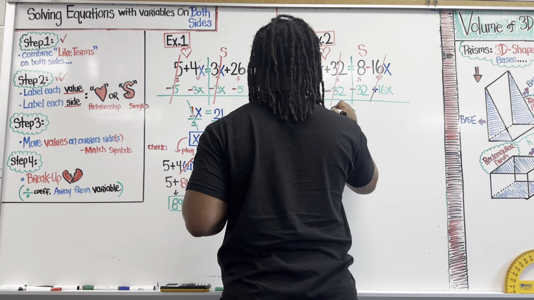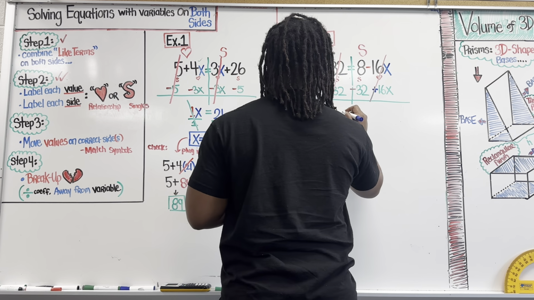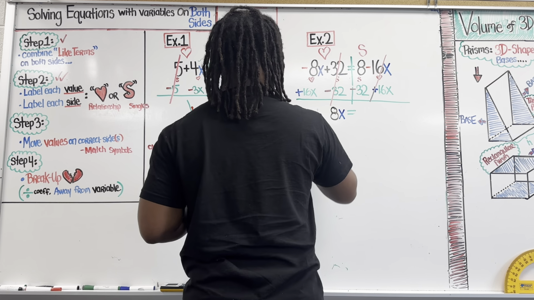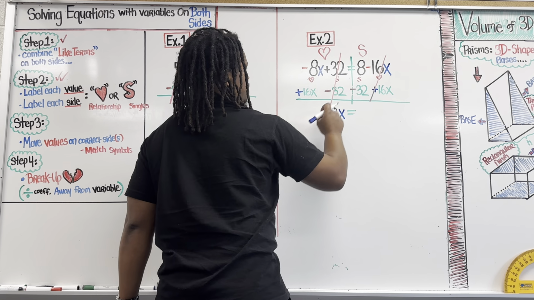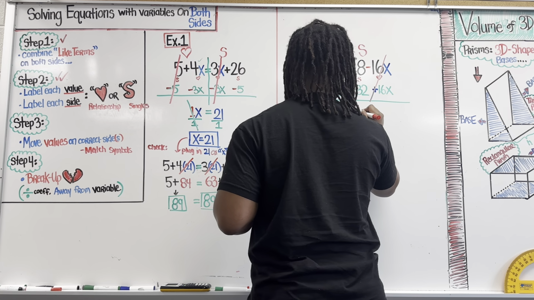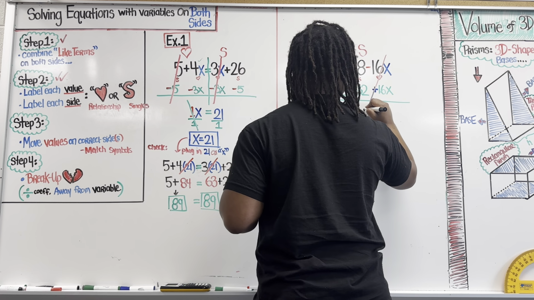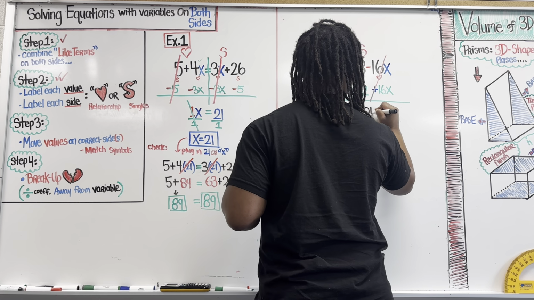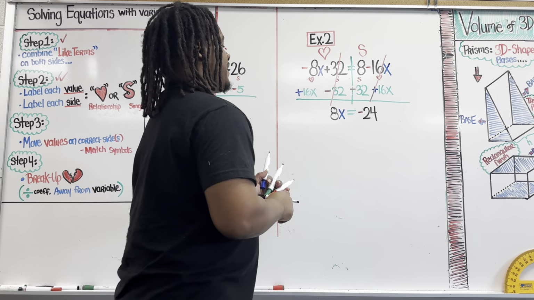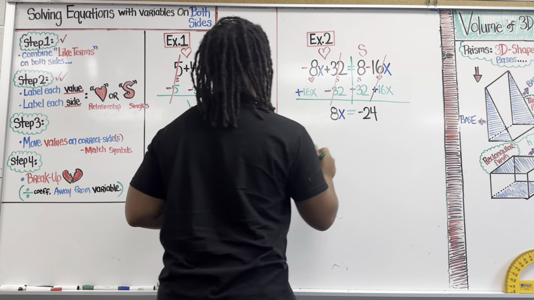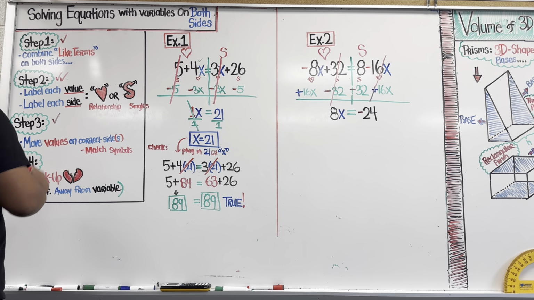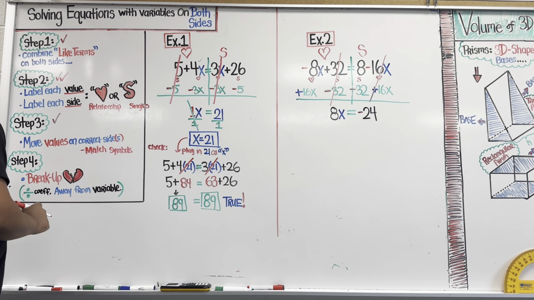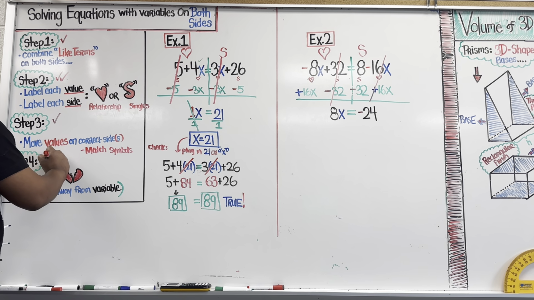That's a positive 8x. Okay? 8 minus 32 is a negative 24. 8x equals -24. That's what you should have, guys. Now, we're down to the last and final step, guys. We combine, we move everything to its correct side, combine even more, and now we're down to the last step, which is the breakup, right?